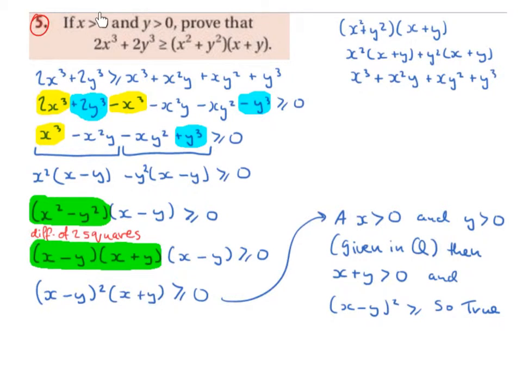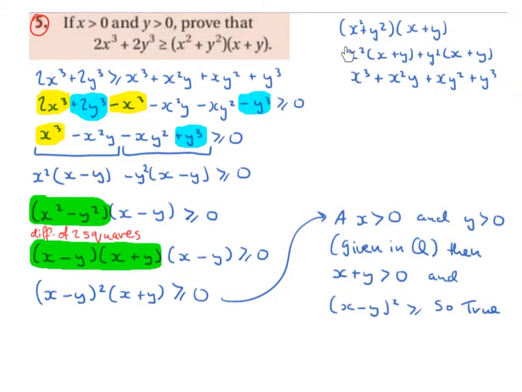If x is greater than 0 and y is greater than 0, prove that 2x cubed plus 2y cubed is greater or equal to x squared plus y squared multiplied by x plus y. So I'm going to start by multiplying out the double brackets, binomial expansion. So I'm going to have x squared plus y squared multiplied by x plus y.